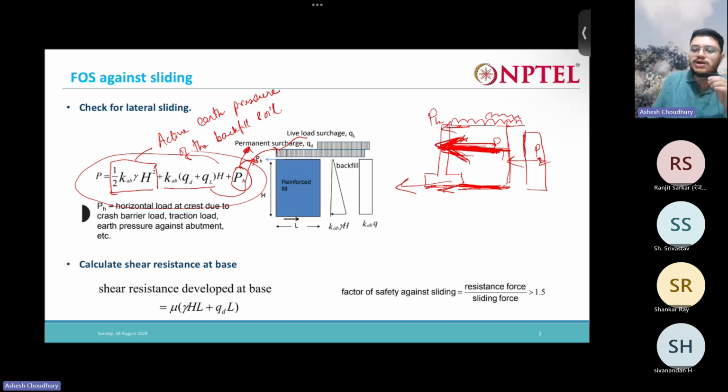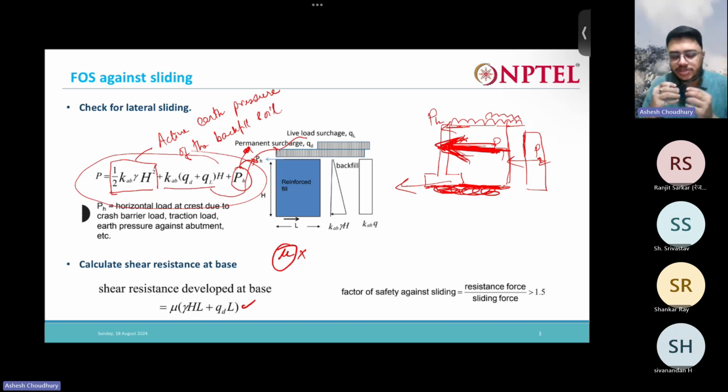Say there is no friction, then what will happen? Due to lateral force, it will just keep on sliding, it won't be stable. But as there is some frictional resistance at the interface between the reinforced soil block and the foundation soil, that shear resistance will prohibit the sliding of the reinforced block. So what is the shear resistance? Shear resistance is nothing but mu. This mu is the friction coefficient between the reinforced soil block and the foundation soil.